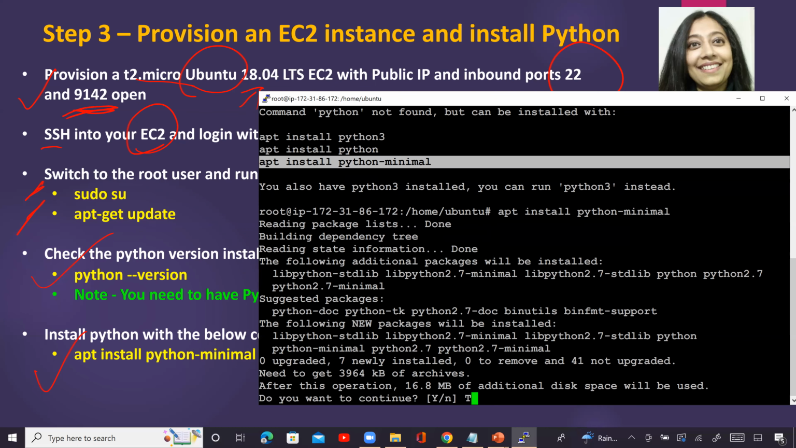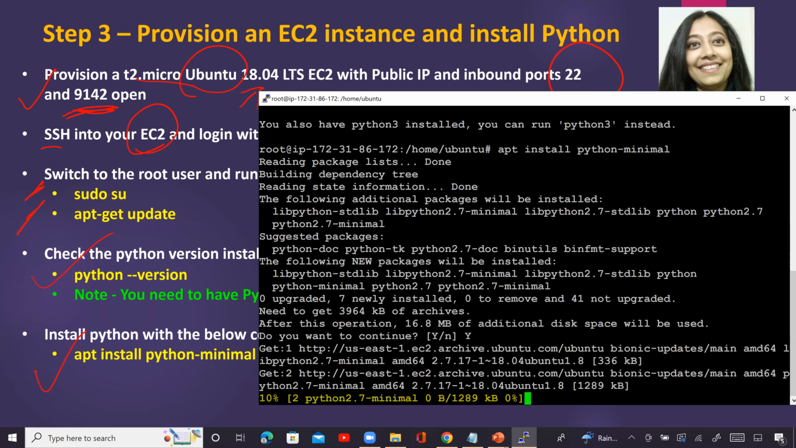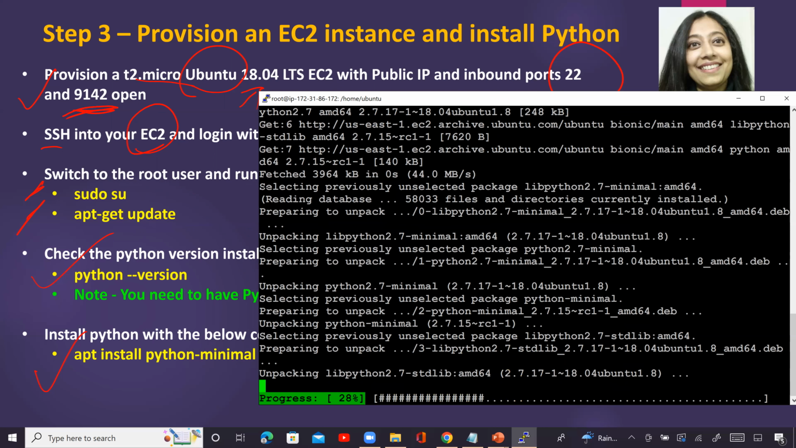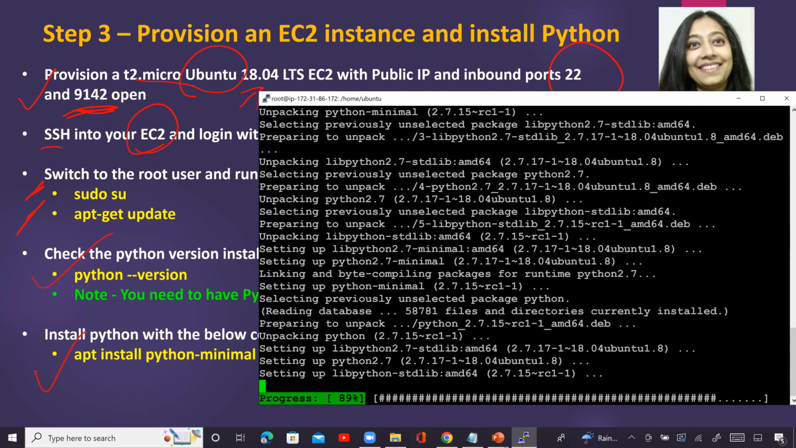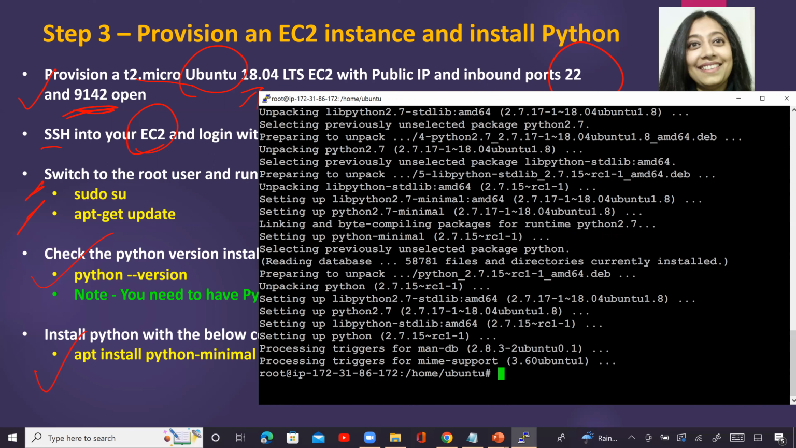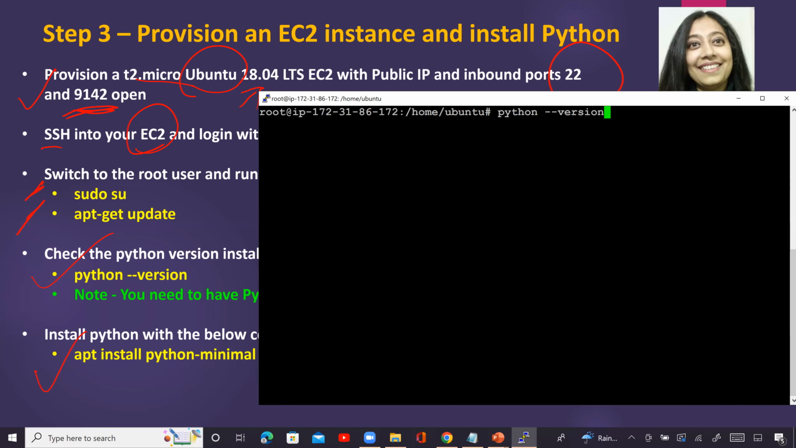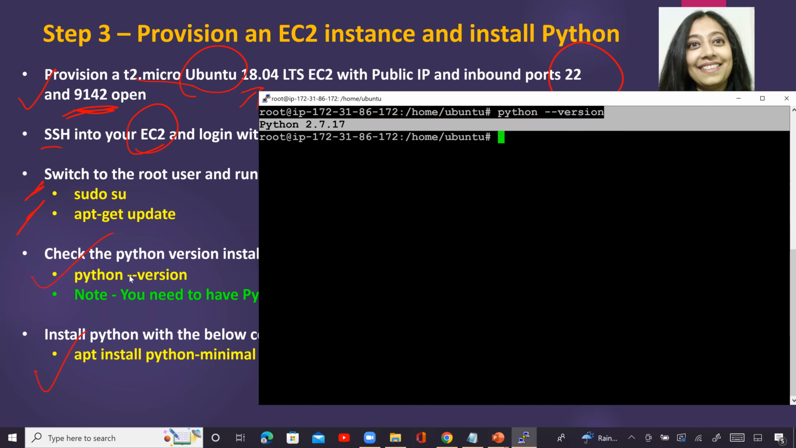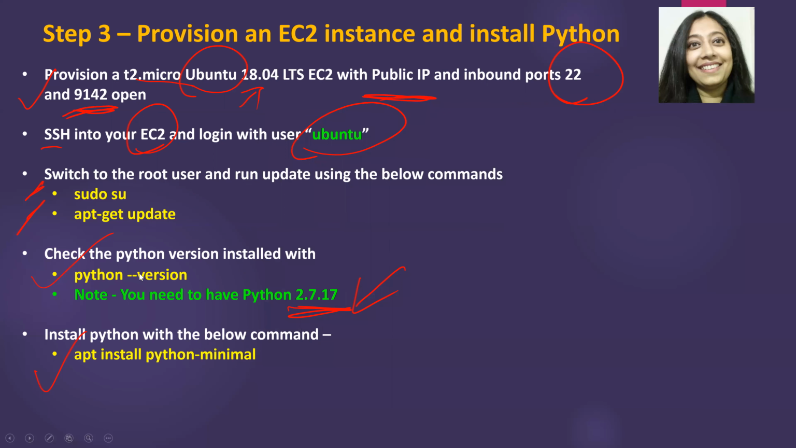In fact, you can copy it from here. So say yes, and it's installing Python 2.7.17. This is the Python minimal version. Clear the screen. Again, check the version, and that's our Python version right there. So we have completed step 3.